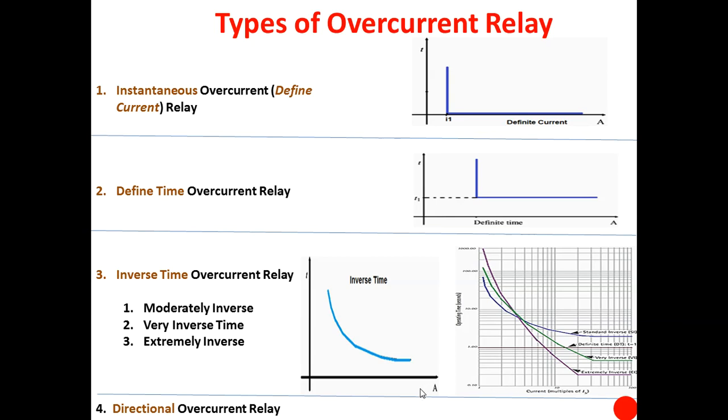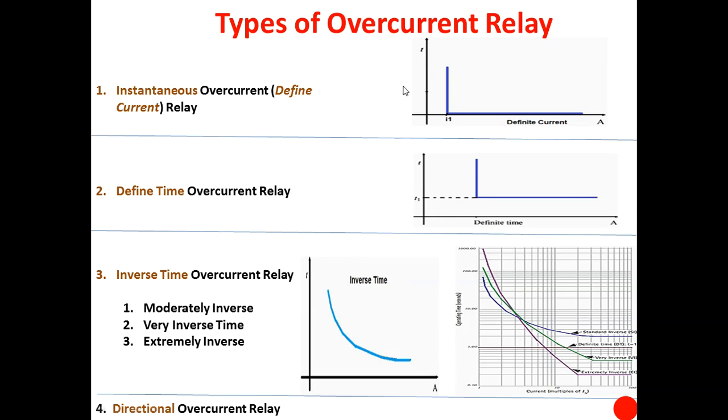Types of overcurrent relays. Here we have four types of overcurrent relays. The instantaneous overcurrent relay, which we call defined current, the defined time overcurrent relay, the inverse time overcurrent relay, where we have the moderate inverse, very inverse, and extremely inverse time relay.